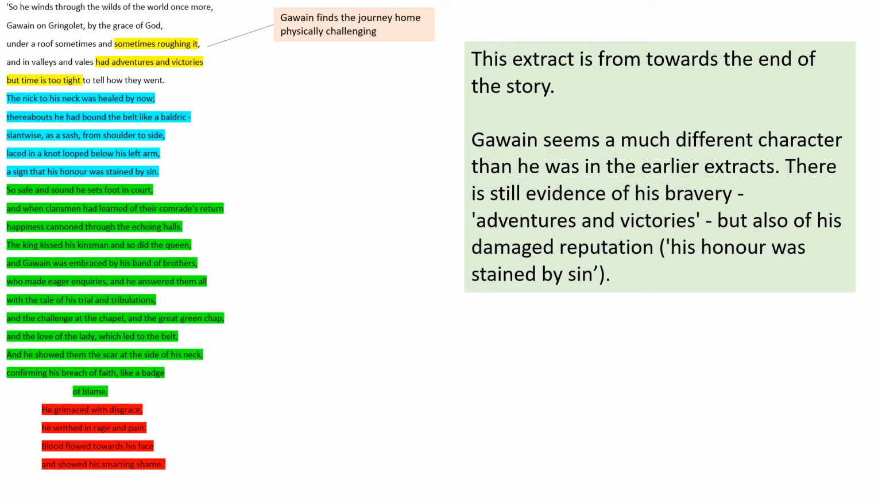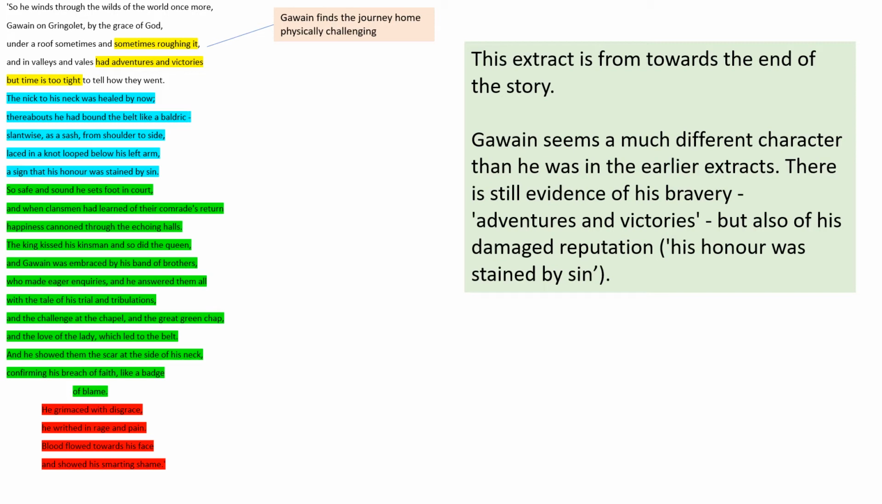Under a roof sometimes, and sometimes roughing it. So we've got some repetition here. You could annotate that on. It's sometimes and sometimes. Gawain finds the journey home physically challenging. This is quite evident here by he's sometimes roughing it.